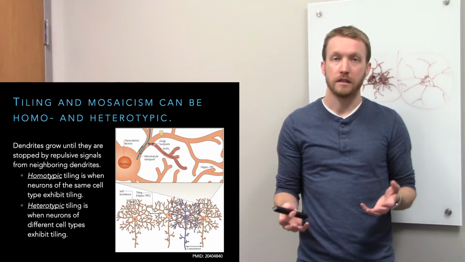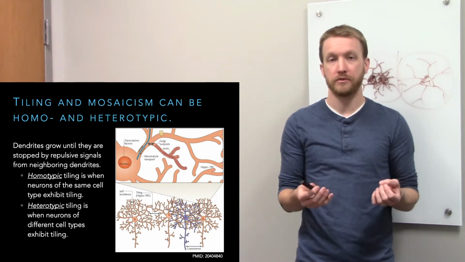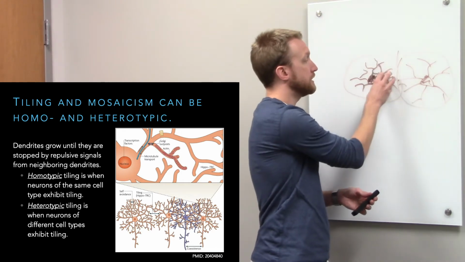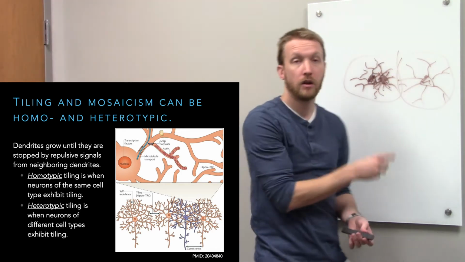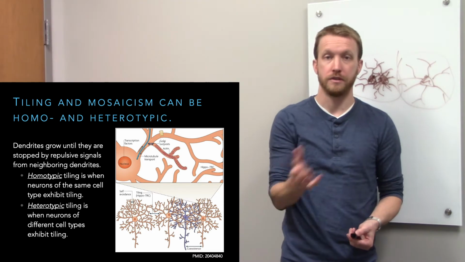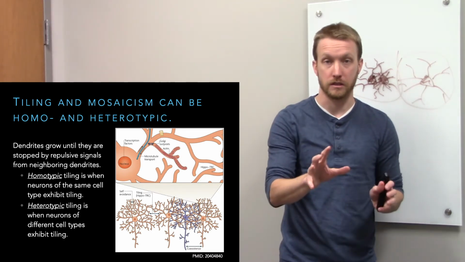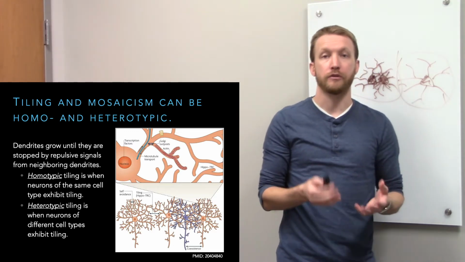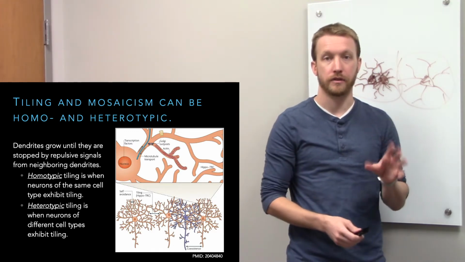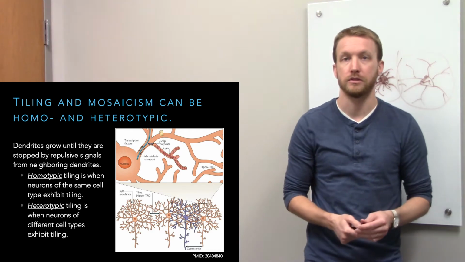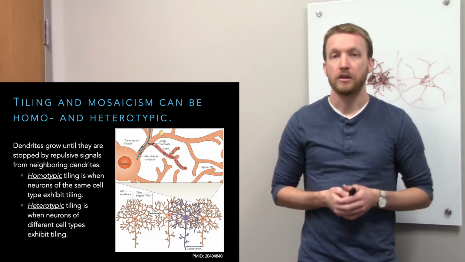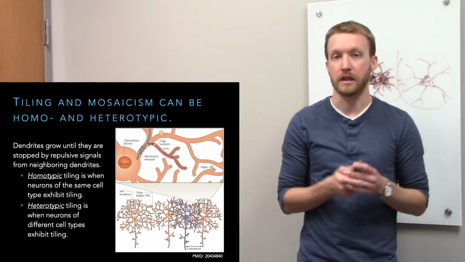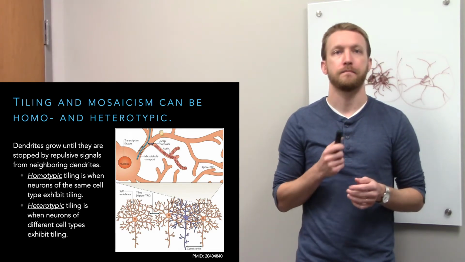So this tiling can be homotypic, where the same type of cell is going to exhibit tiling, but they might tolerate a different cell type living within their tile, or it can be heterotypic, where different types of neurons repel each other. So it's not always the case that every neuron occupies its own little tile. There can be overlap. So what this cartoon is showing us down there on the bottom is the purple is fine living with the oranges, but the orange neurons there, which are a different type, don't tolerate that.